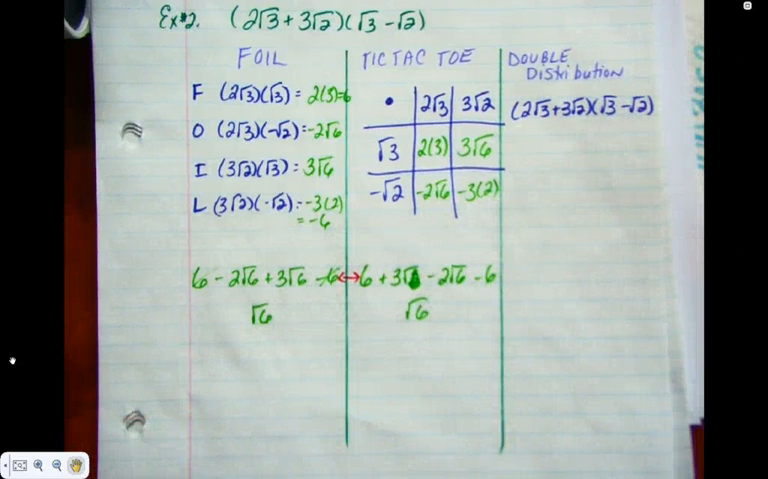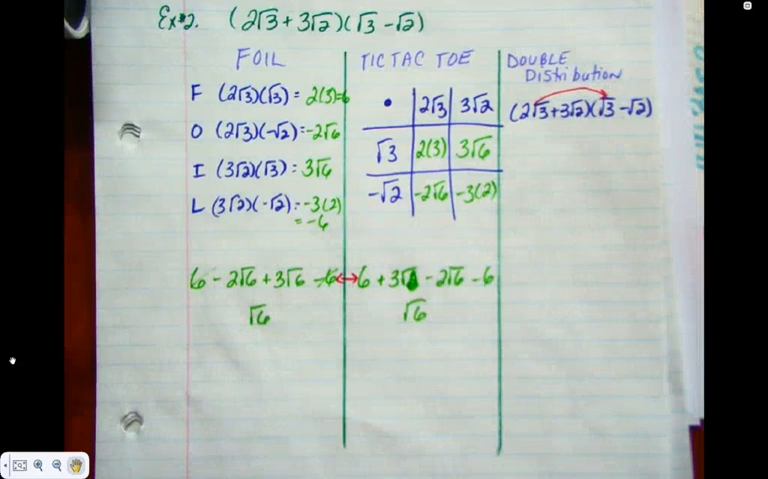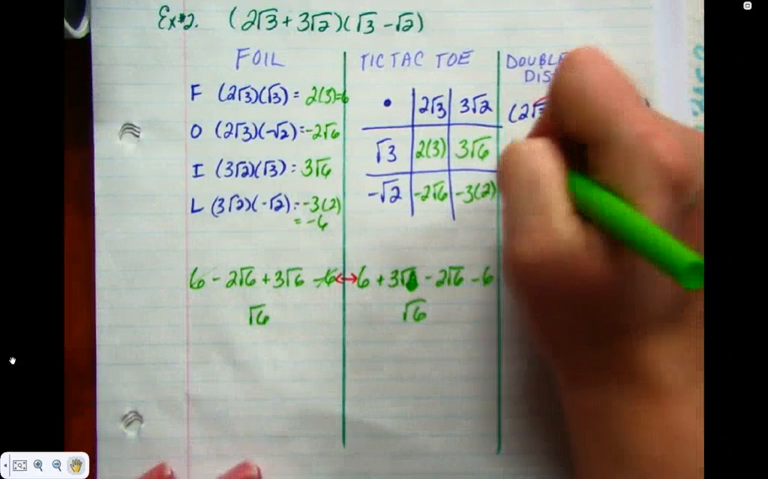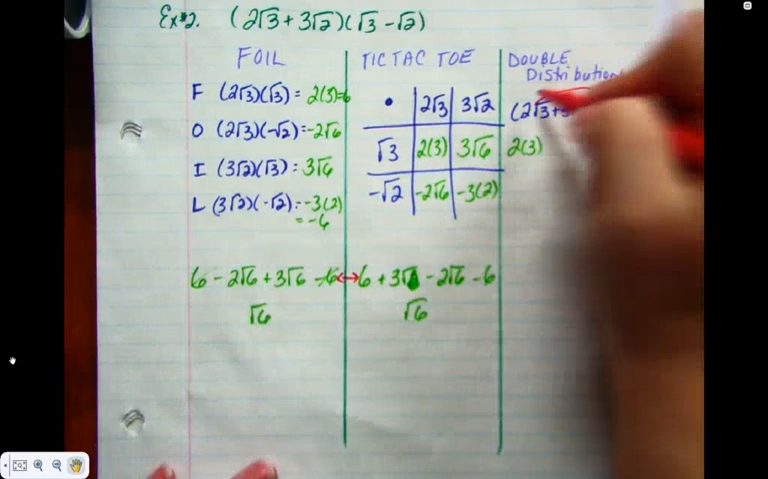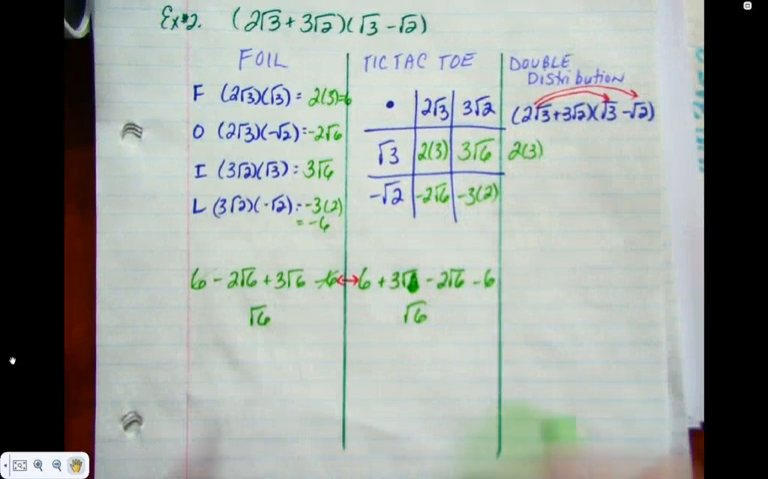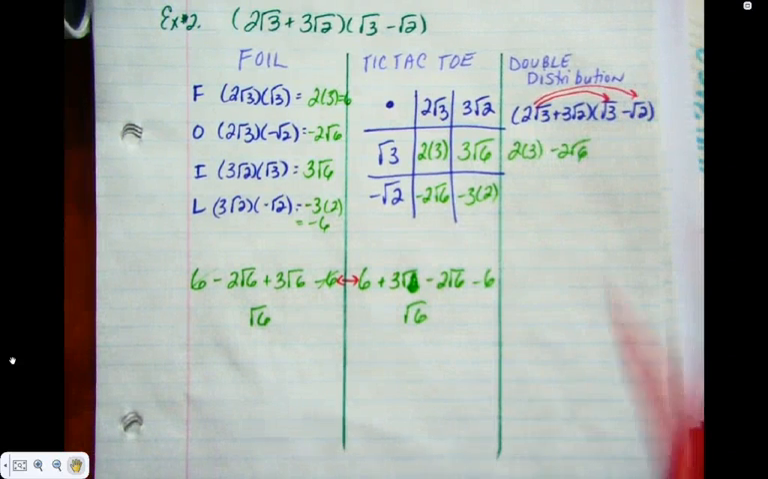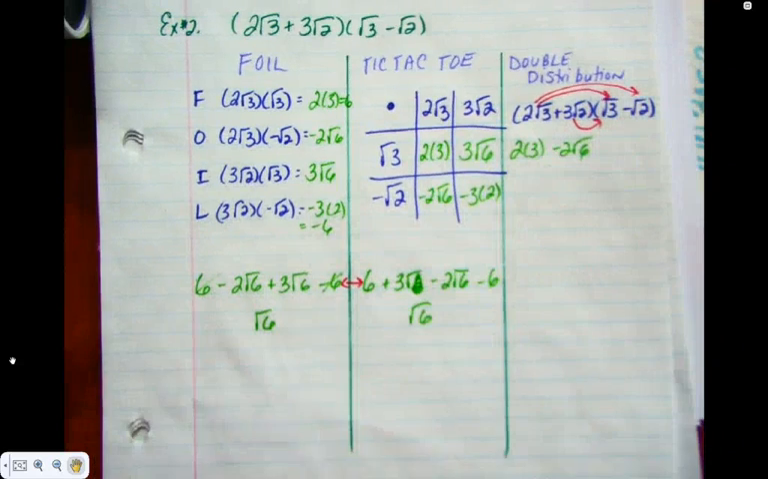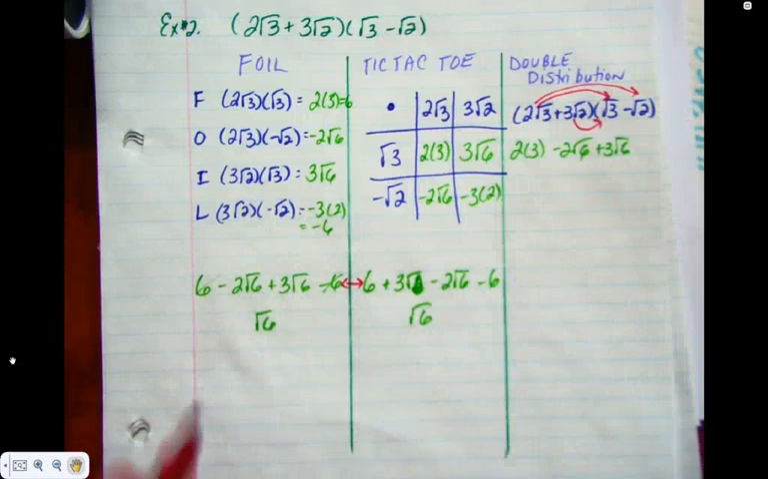It's a little more right-brained. And so I'm going to go first. 2 root 3 times root 3 is going to be 2 times 3. 2 root 3 times negative 2 is going to be negative 2 root 6. 3 times 1 is going to be 3. Root 2 times root 6, or root 3, is going to be root 6.